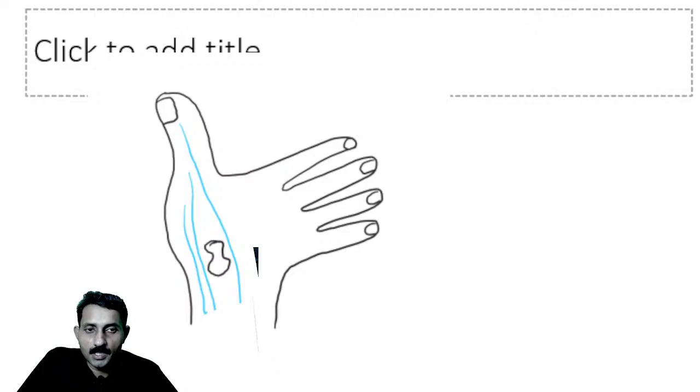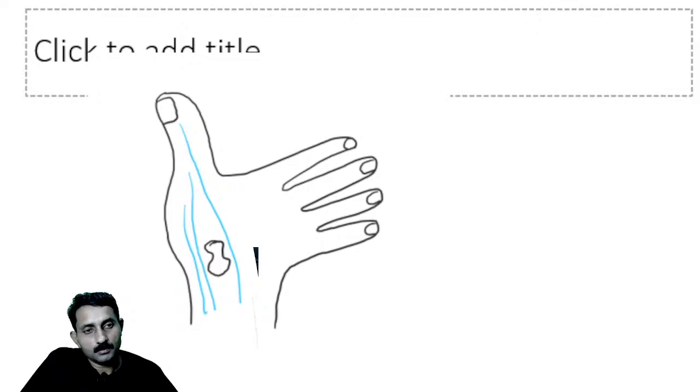So the question can be anatomical snuff box tenderness. What is the name of the fracture? What is the bone that will be injured? Scaphoid bone will be injured, especially at the neck. The scaphoid is a boat-shaped bone. The scaphoid is like this. This is called the neck of the scaphoid. This will go for a fracture.